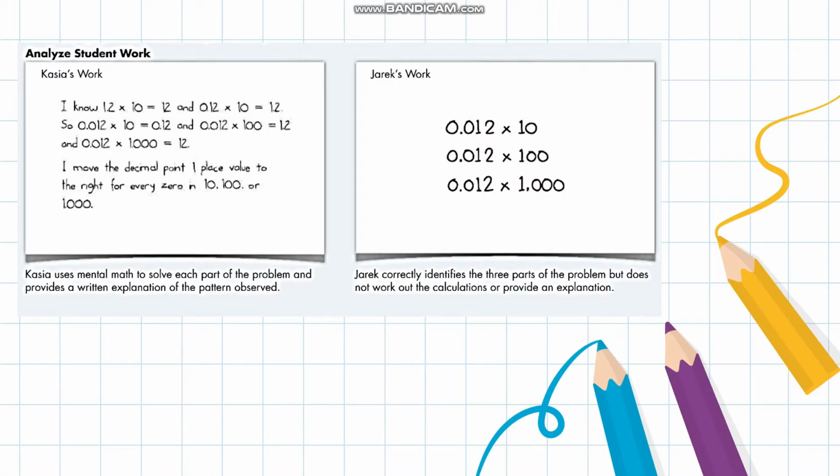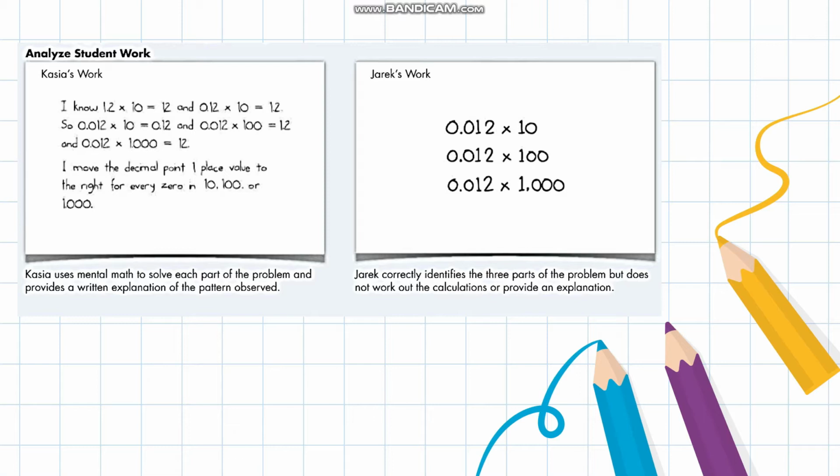So if we're going to analyze the student work, Isha used mental math to solve each part of the problem and provided a written explanation of the pattern observed. She said that she knows that 1.2 multiplied by 10 is 12, and 0.12, or 12 hundredths, multiplied by 10 is 1.2. So 0.012 multiplied by 10 is 0.12, and 0.012 multiplied by 100 is 1.2, and 0.012 multiplied by 1000 is equivalent to 12.